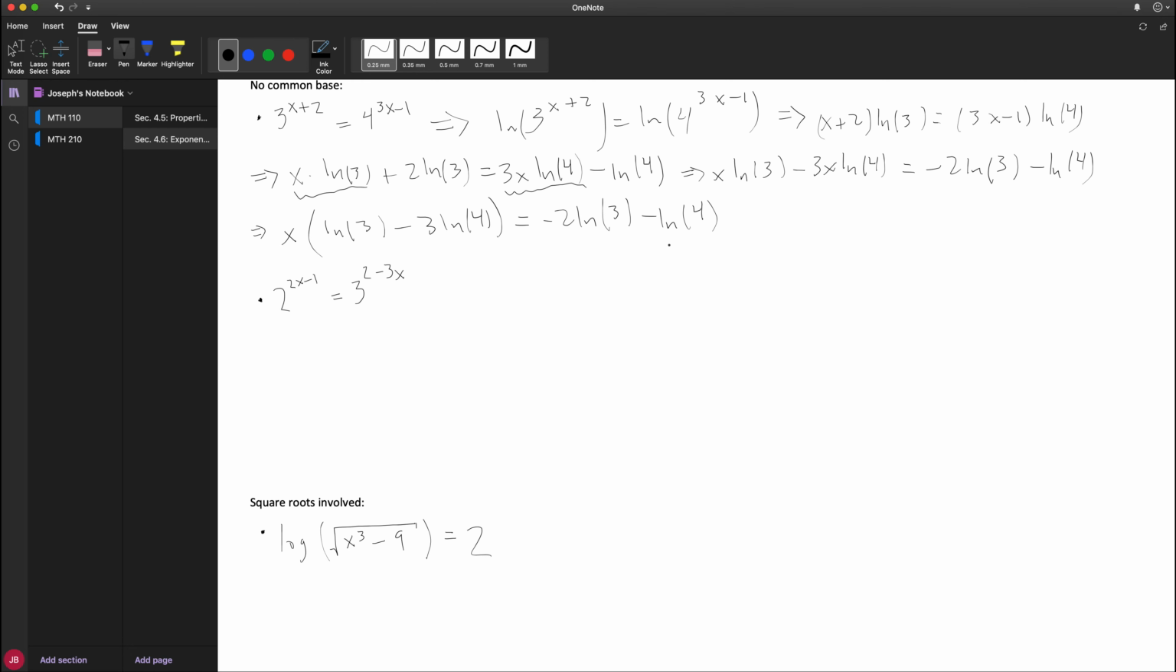And now to solve for x, just divide both sides by everything in this parentheses here. So one last arrow here, I get x equals (minus 2 ln of 3 minus ln of 4) all over (ln of 3 minus 3 ln of 4). And it's okay if you leave your answer like this. I think this looks just fine.